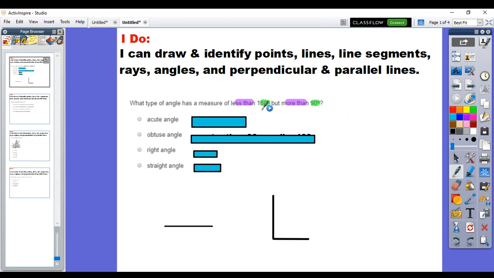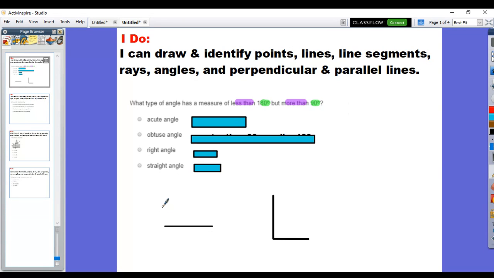We know that 180 degrees is a straight line. It's half of a circle. Okay, that's 180 degrees. And we know that 90 degrees is a right angle. It makes a corner. Okay, so let's talk about each of our answer choices.